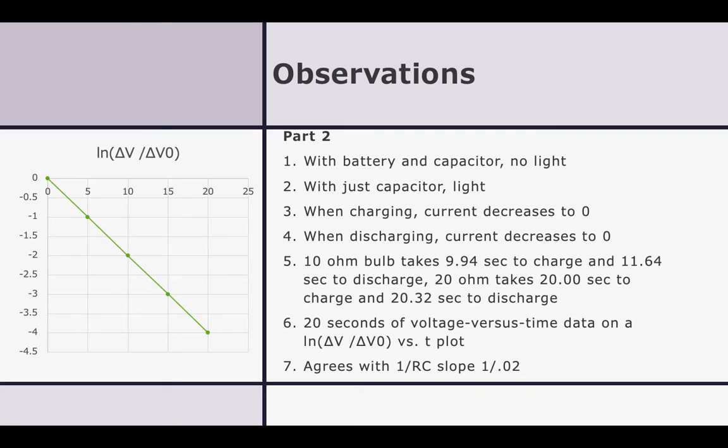So then when we calculate for the 10 ohm bulb 20 seconds of voltage versus time data, with the ln of delta V over delta V naught versus time plot on the left, we see that the slope is equal to negative 1 over RC, or 1 divided by 0.02.